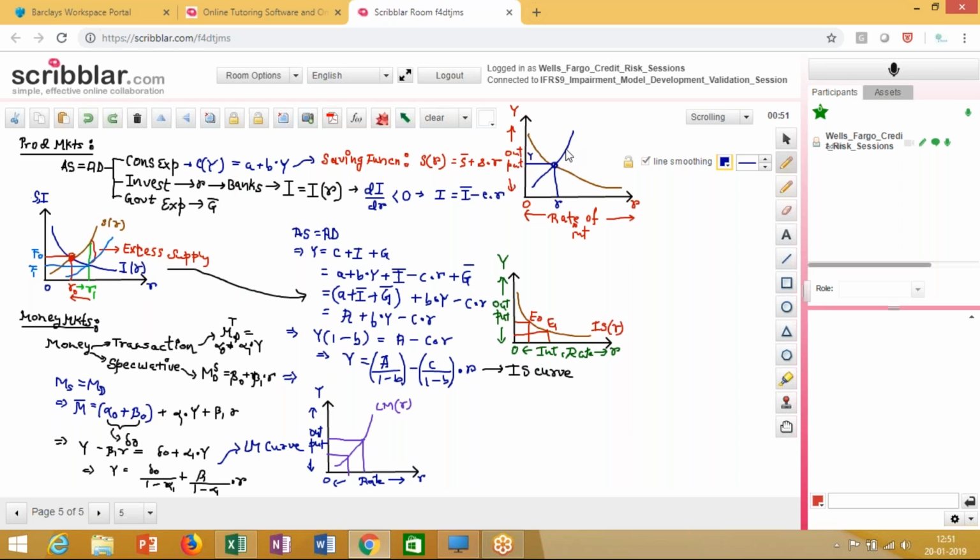Now let's say the economy expands, right? Now what will happen if the economy expands? So given everything remaining unchanged, the demand for goods and services will go up, right? And there will be an expansion on the right hand side of this equation, and then this curve will actually shift out.